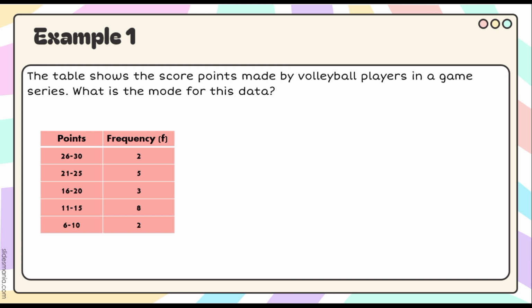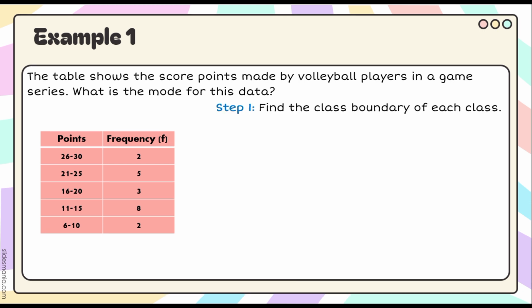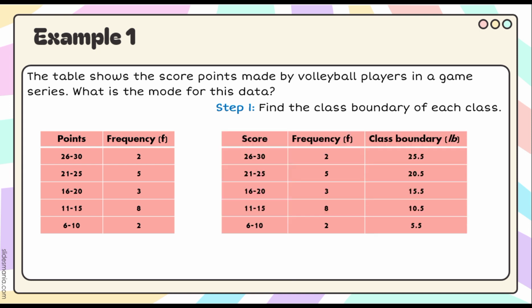So again, to solve for the mode of grouped data, step 1, we have to find the class boundary of each class. In our table, to solve for the class boundary, we simply subtract 0.5 from the lower limit. Here the scores 26, 21, 16, 11, 6 are the lower limits. Again, 30, 25, 20, 15, 10 are the upper limits.